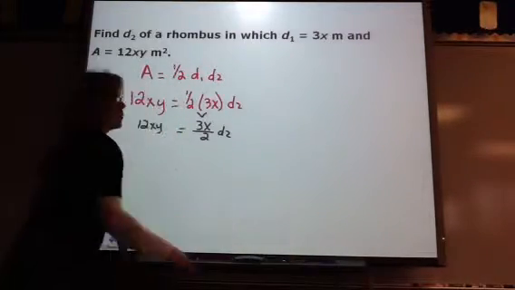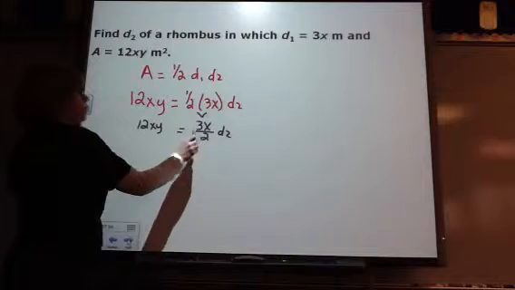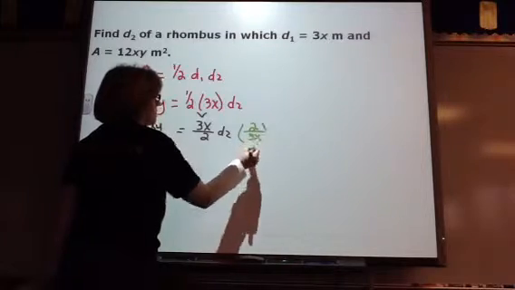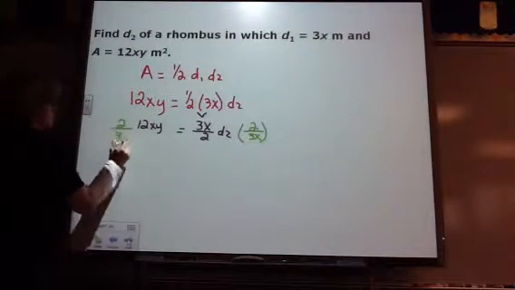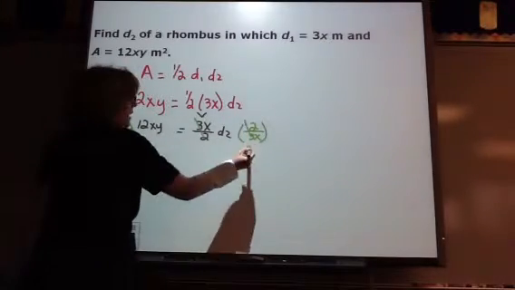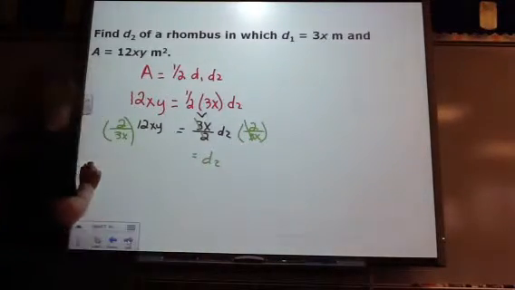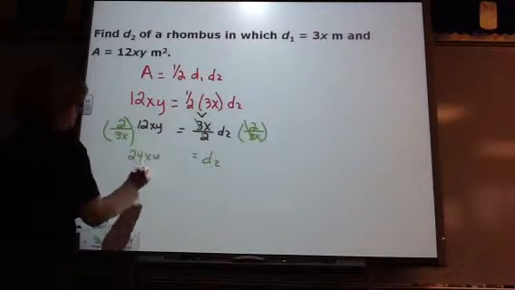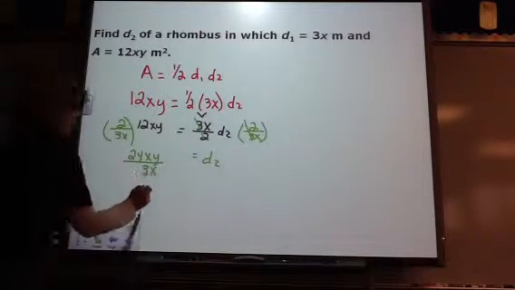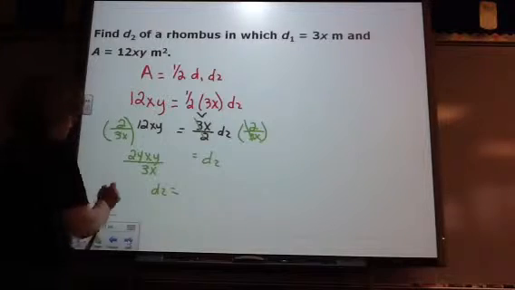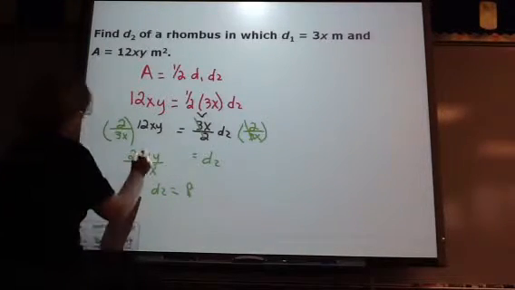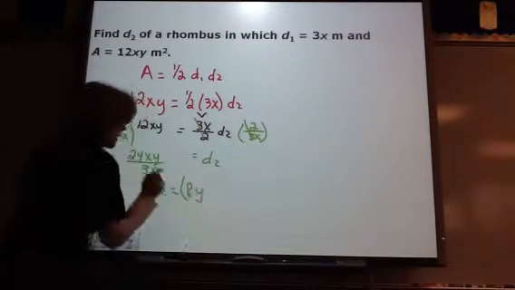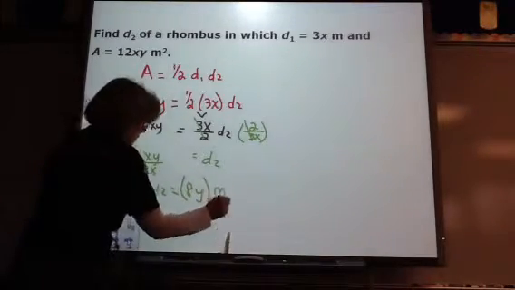Then I'm going to solve it like a one-step equation. To do the inverse of 3x over 2, I multiply by its reciprocal. So this cancels out. I have d2, and I have 2 times 12. And then let's simplify. So 24 divided by 3 is 8. The x's will cancel out. So my answer is going to be 8y. That represents a number, so let's keep it in parentheses. And our units are meters.